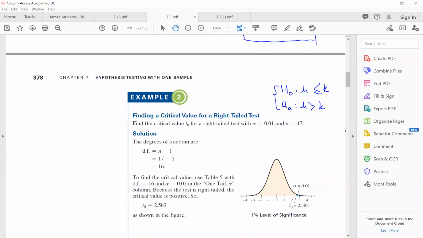Suppose in this case, you have a right-tailed test with level of significance equal to 1%, and n, or the sample size, is equal to 17. The very first step is to find the degrees of freedom, which is n minus 1. N is 17, so we substitute 17 here, and the outcome is equal to 16. So we look at our t-table.